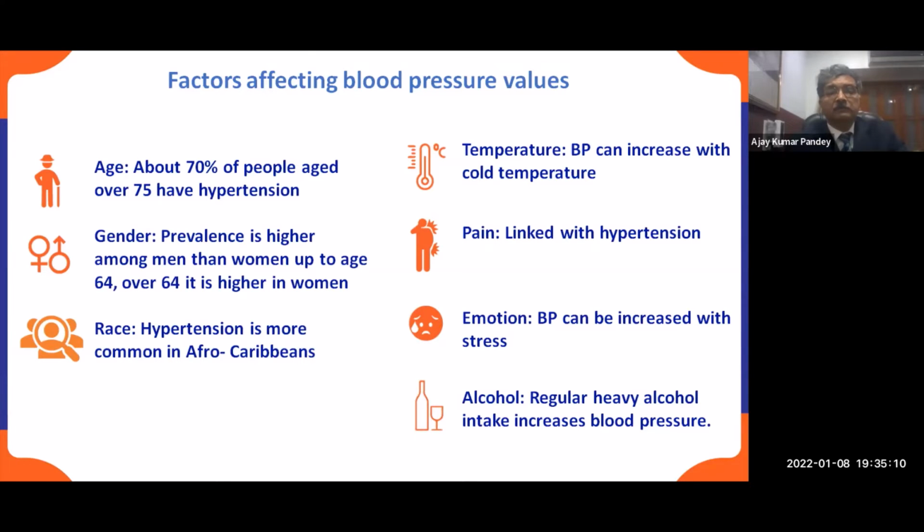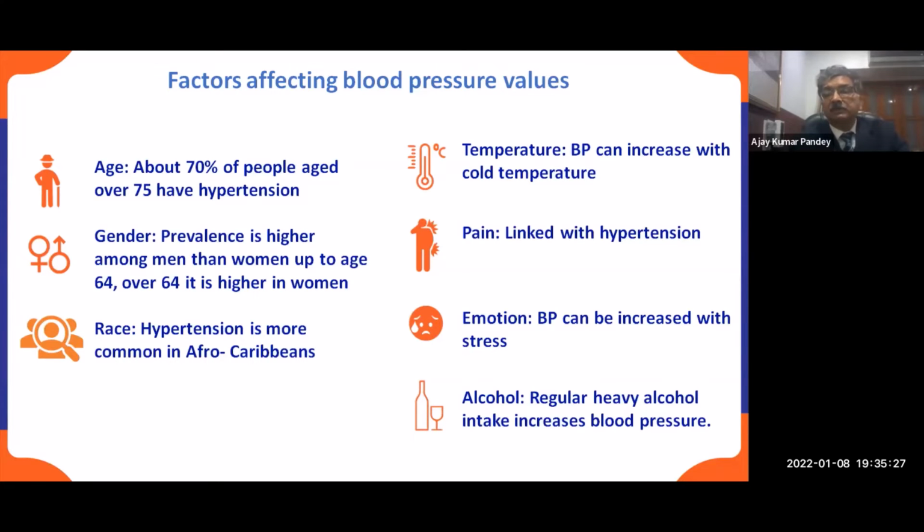About 70% of people aged over 75 have hypertension. For aging effects, gender prevalence is higher among men than women up to age 64, and after 64 it is higher in women. Hypertension is more common in Afro-Caribbean or black individuals.